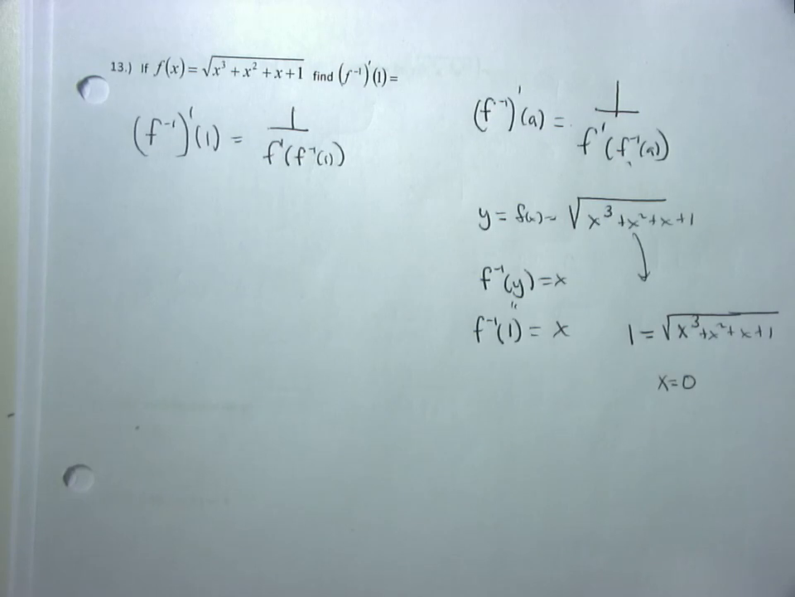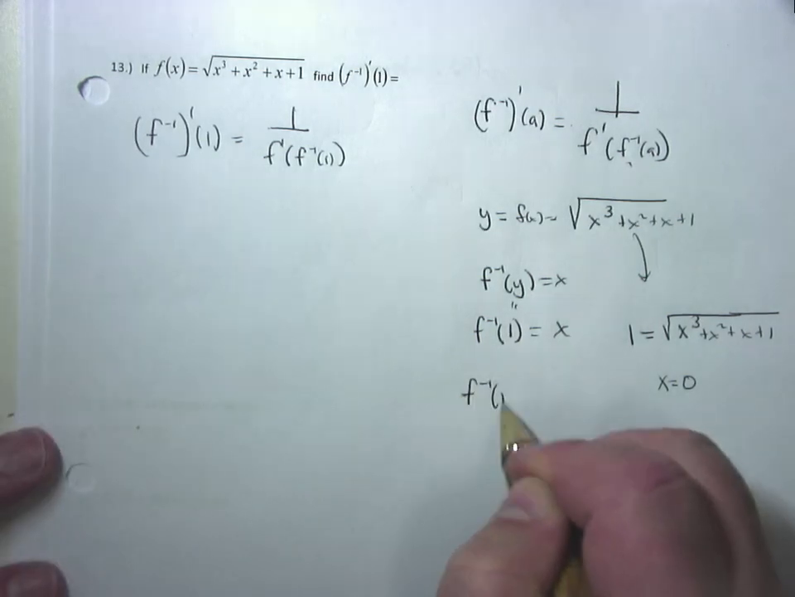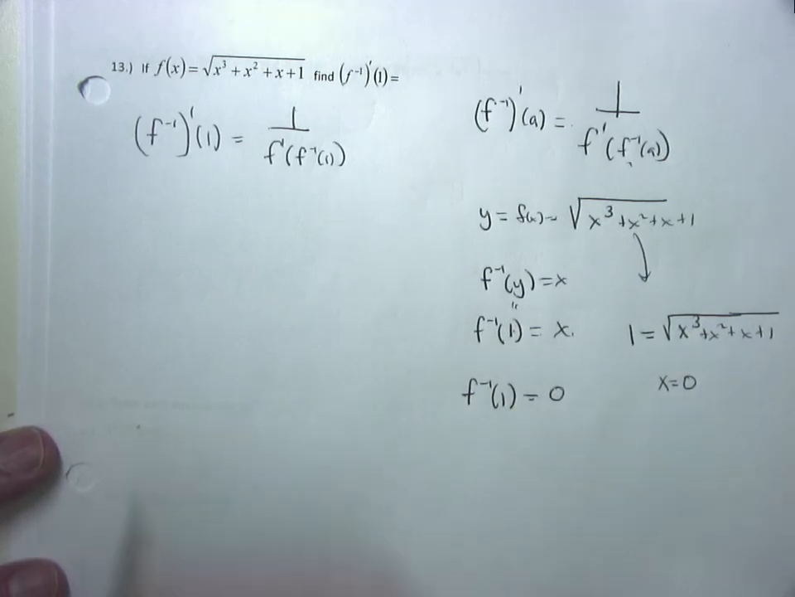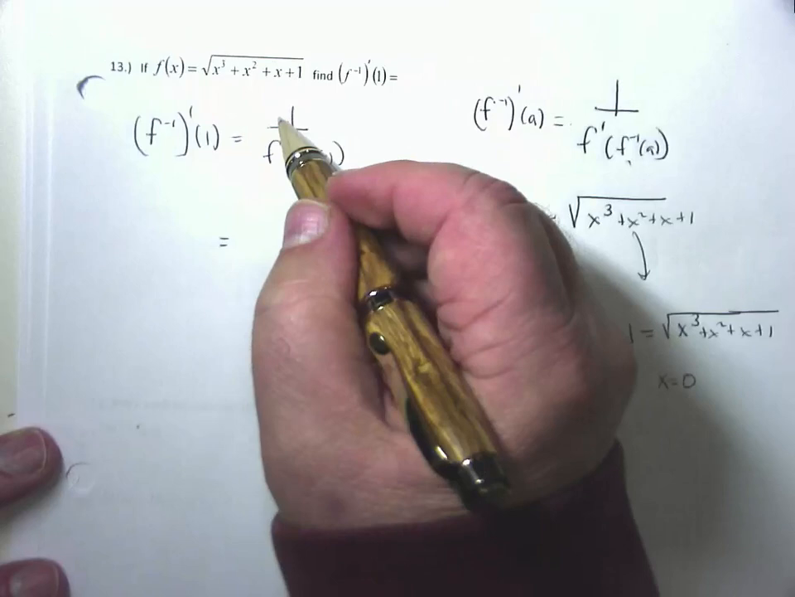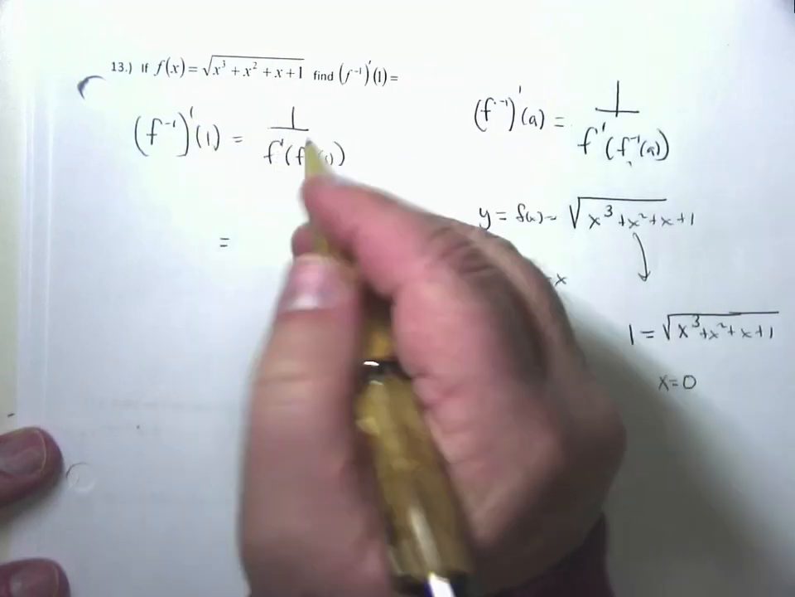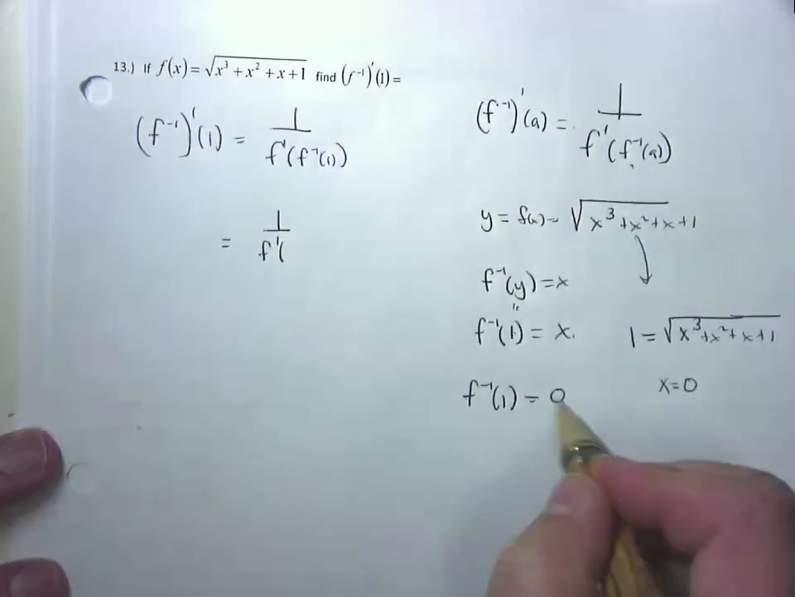Because 0 cubed is 0, 0 squared is 0, 0 x is 0. Add a bunch of zeros together, that's 0 plus 1 is 1, and the square root of 1 is 1. X has got to be 0. So that tells me that f inverse of 1, the y coordinate, is equal to the x coordinate, which is 0. So f inverse prime of 1 equals 1 over f prime of f inverse of 1, which is 1 over f prime of 0.